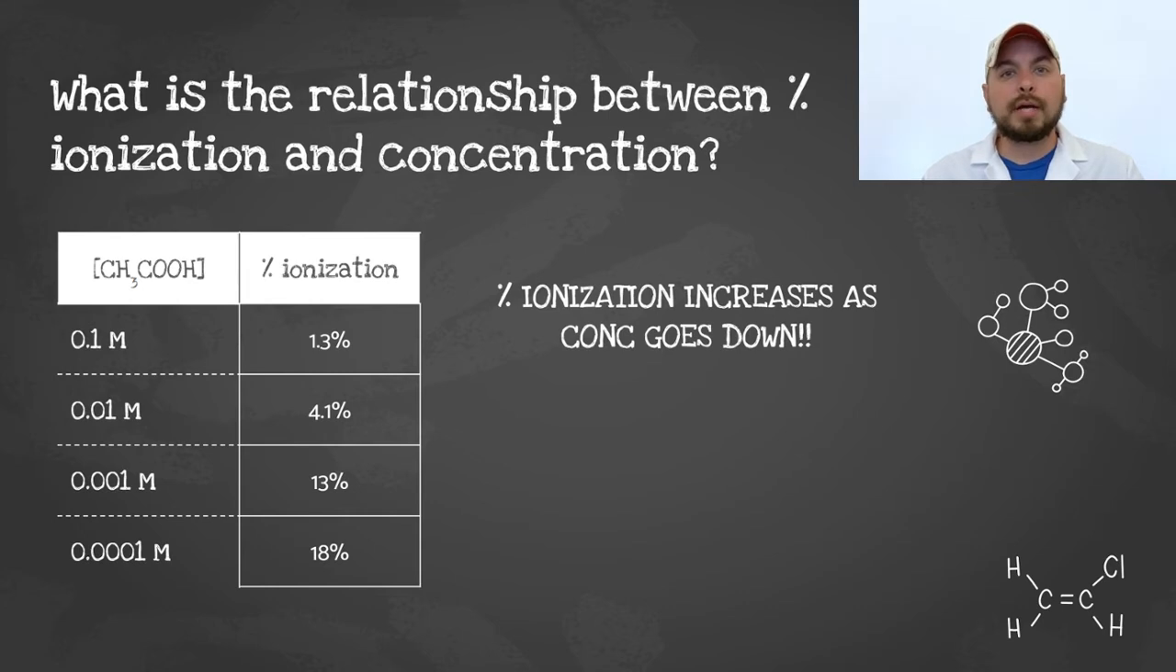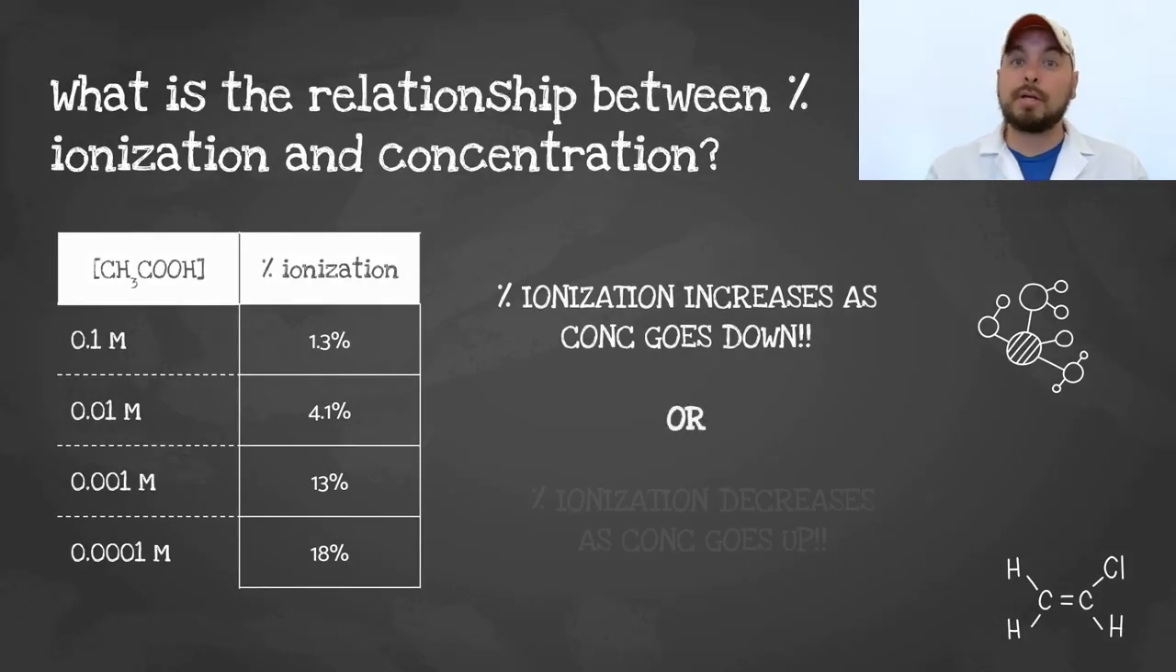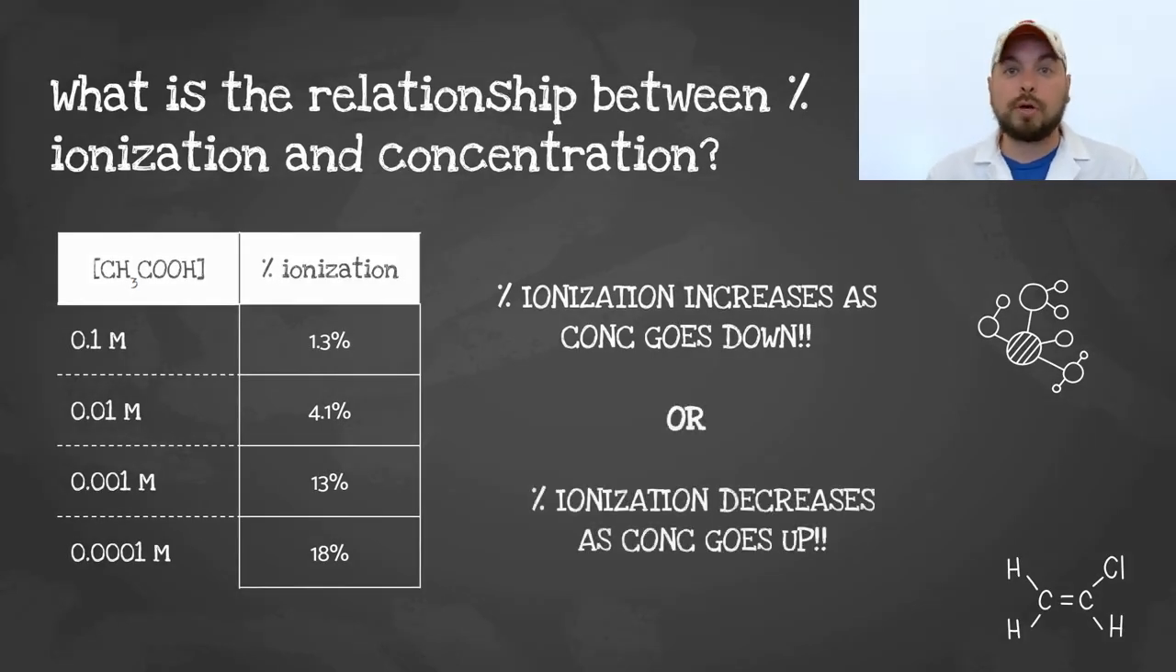The reason is because percent ionization is predicated on the value of X, and the value of X is predicated on a RICE table, and a RICE table is not a linear thing. Remember, it's X squared, so it doesn't vary in a linear way. So as your percent ionization goes up, it's because your concentration has gone down, and as your concentration goes up, your percent ionization is going to go down.